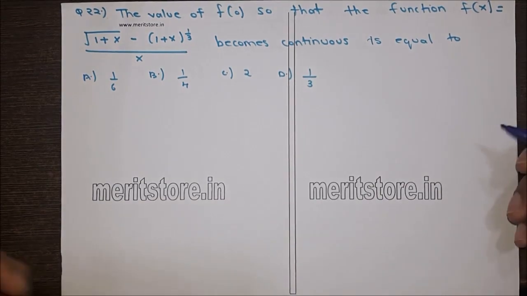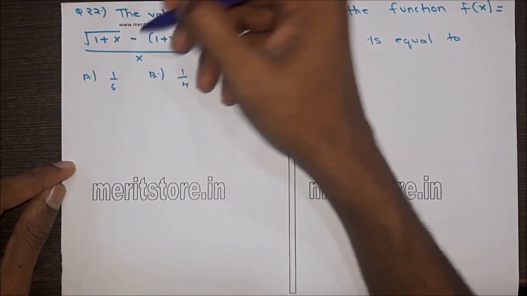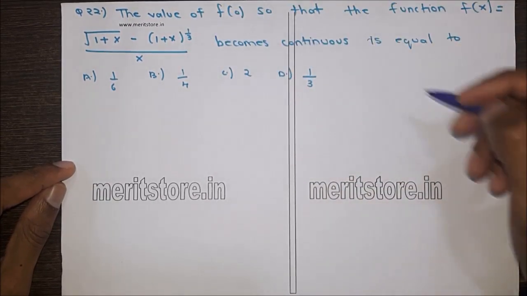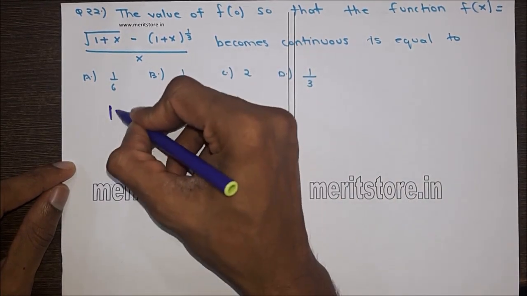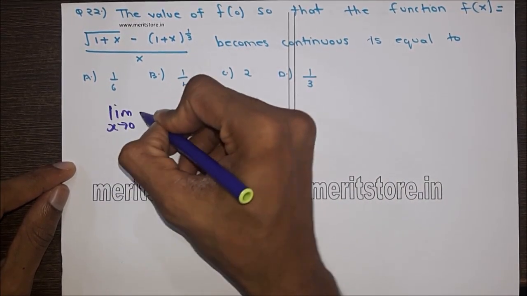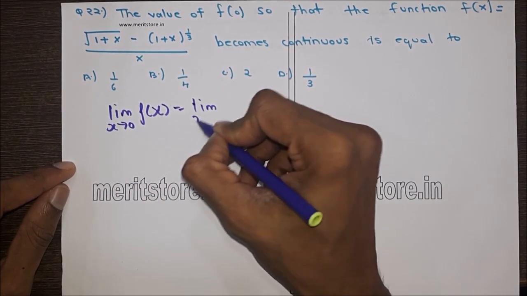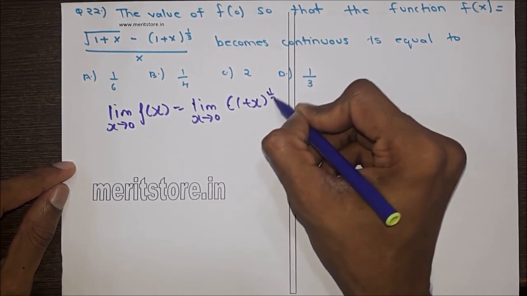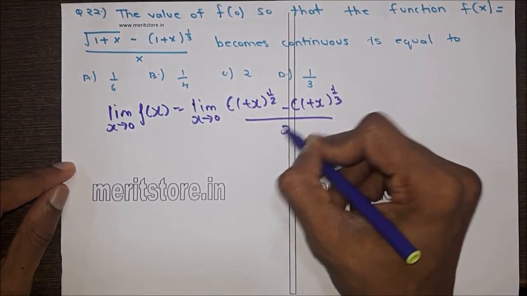Question 22. The value of f of 0 so that the function f of x equals root 1 plus x minus 1 plus x raised to 1 by 3 upon x becomes continuous is equal to, again 4 options. The limit as x approaches 0 of f of x equals the limit as x approaches 0 of 1 plus x raised to 1 by 2 minus 1 plus x raised to 1 by 3 upon x.